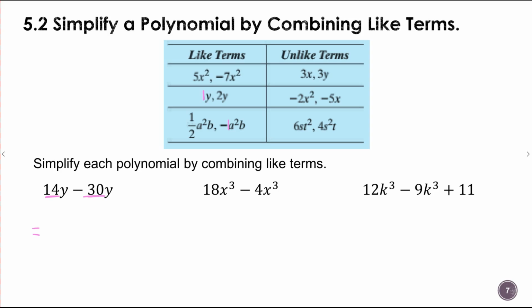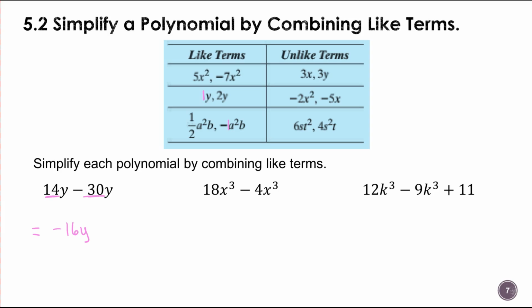So when we combine, 14 minus 30 is negative 16y. I'm going to make that not look like it has such a tail. So negative 16y is the sum of those two, or you can think of it as subtraction, because remember that could be 14y plus negative 30y.